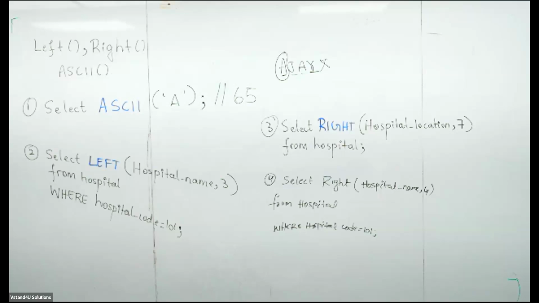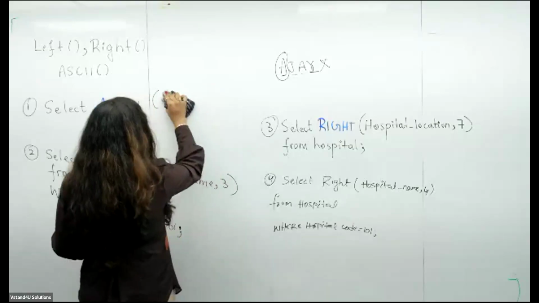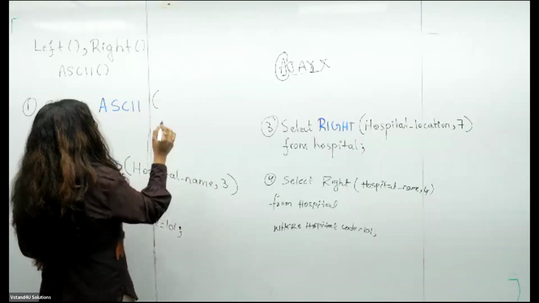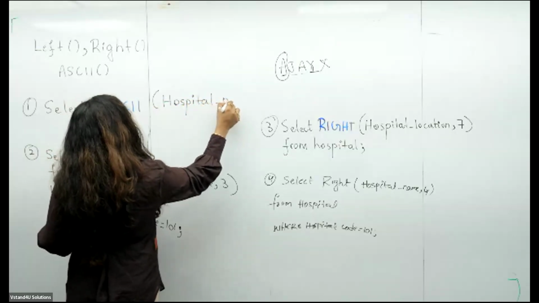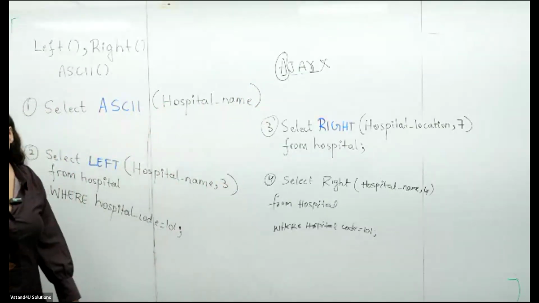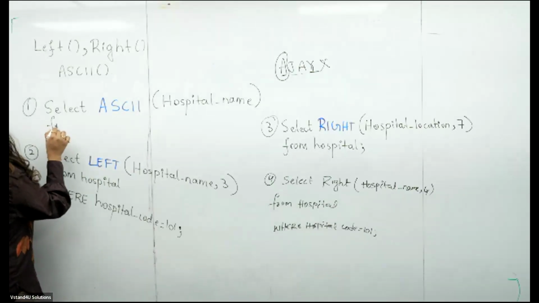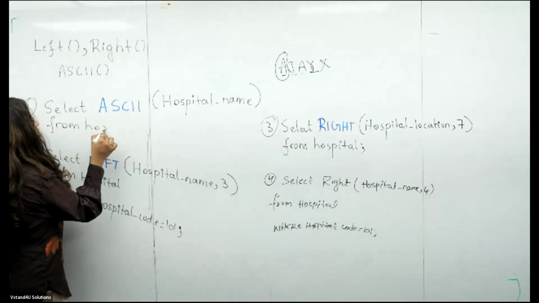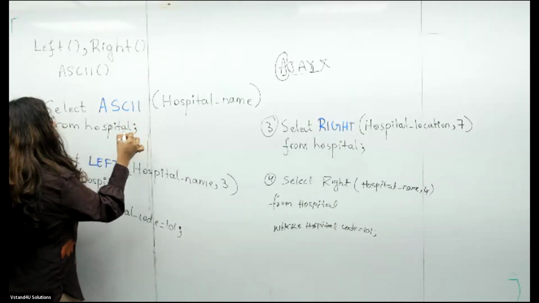Select ASCII, and then from which column are you supposed to extract? From the column called hospital name. Are they telling you how many characters you are supposed to extract? You already know that if you use the ASCII function, it will take only the first character value, so no need to mention it. Okay. From which table? From the table called hospital. Yes or no?